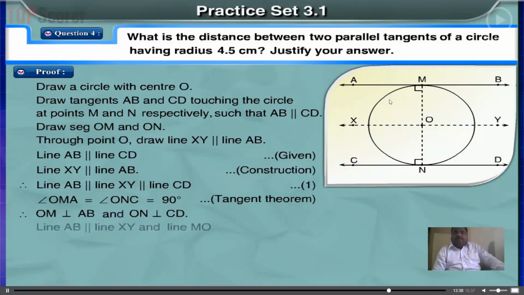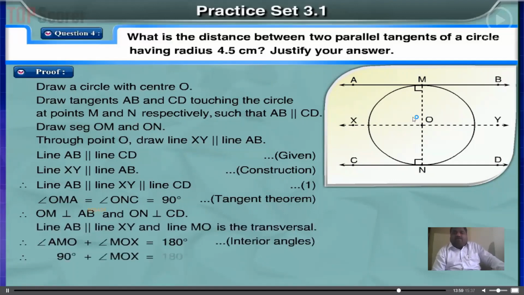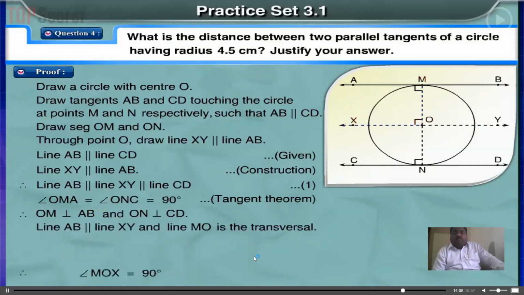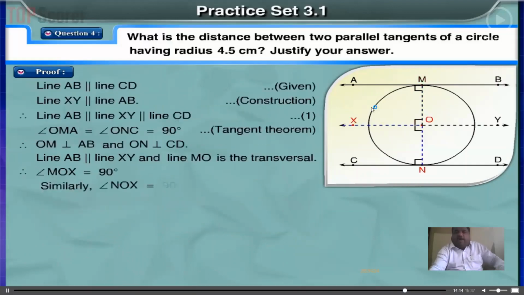Now, line AB parallel line XY and line MO is the transversal. Angle AMO plus angle MOX equal to 180 degree, interior angles. 90 plus angle MOX equal to 180. Angle MOX is equal to 180 minus 90 degree. That is angle MOX is equal to 90 degree. Similarly, angle NOX, this angle is also 90 degree.